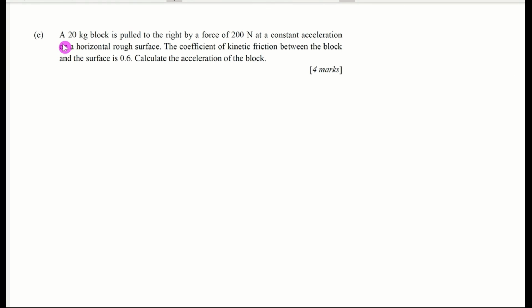Alright, question 3c. So a 20 kg block is pulled to the right by a force of 200 Newton at a constant acceleration on a horizontal rough surface. Okay, so means that here we have a rough surface and this is the block and it is pulled to the right by the external force which is 200 Newton. Okay, and a constant acceleration. So means that there is a frictional force Fk where the coefficient of kinetic friction is given. Okay, mu k is 0.6. Okay, so we want to calculate the acceleration.